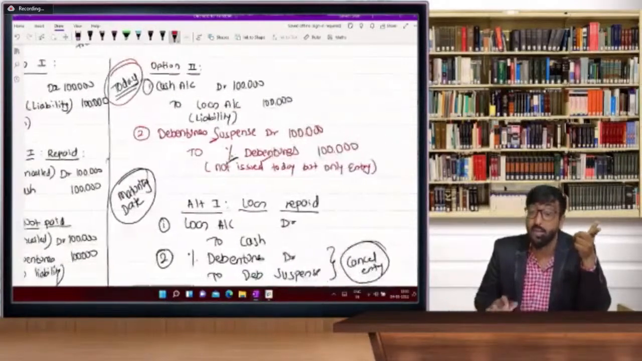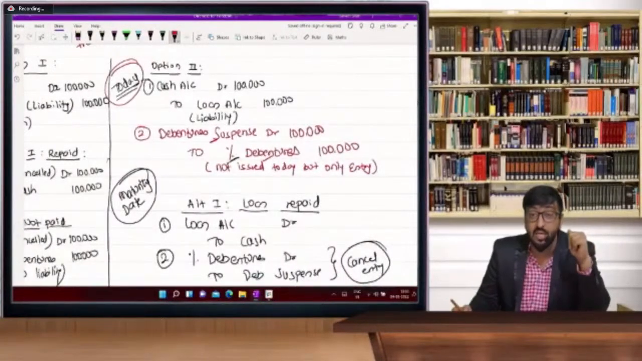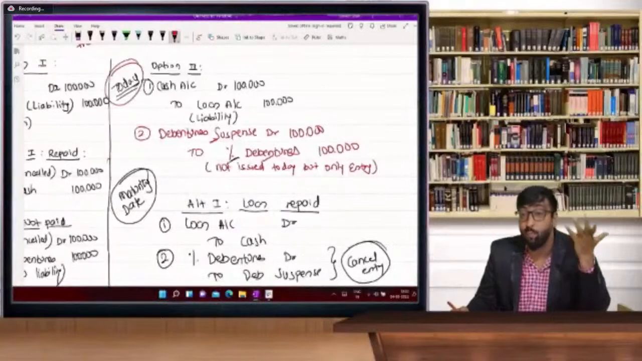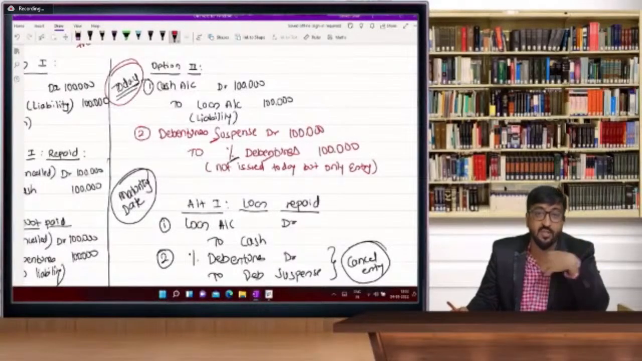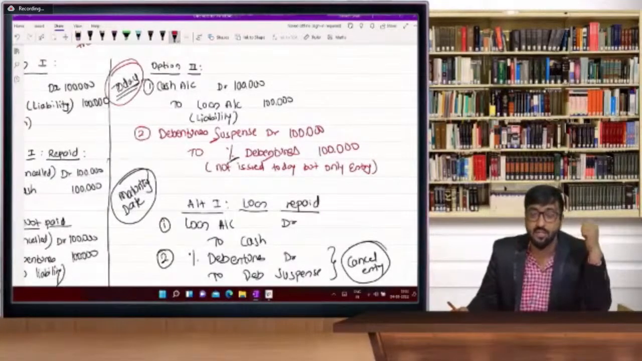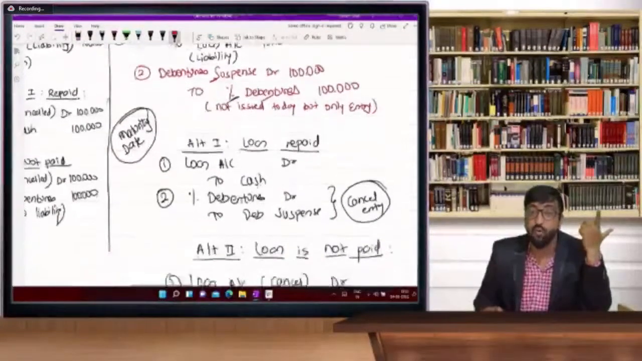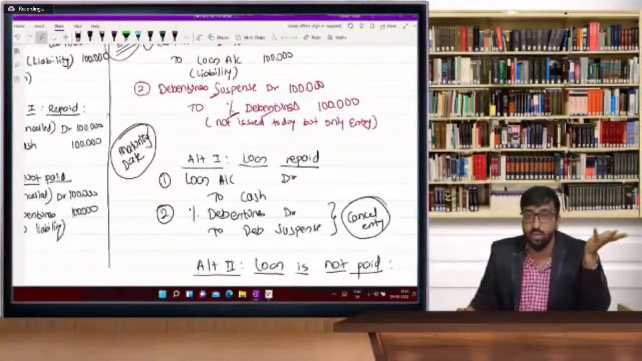But here you are passing the debentures entry today only. We are not aware whether we are going to pay it or not, so it is a debenture suspense account: debenture suspense to debentures. So cash account debit to loan, debenture suspense account debit to debentures. Now on the due date, if you paid it, there is no need of this entry also. Loan to cash, and both entries will get reversed: debentures account debit to debenture suspense.